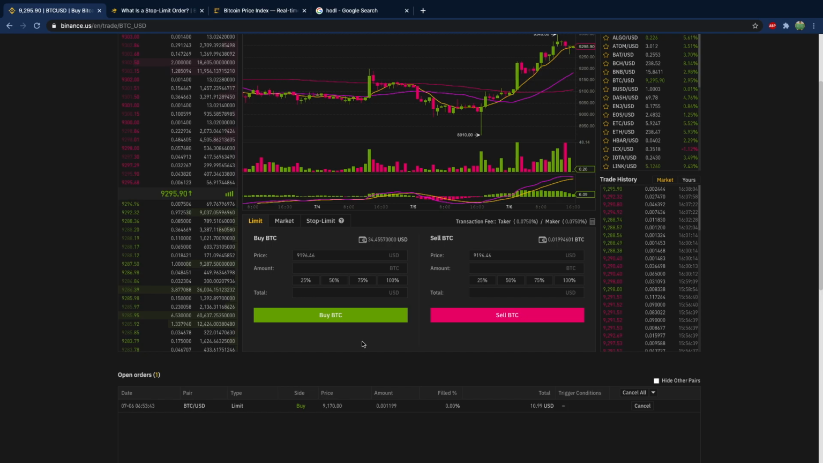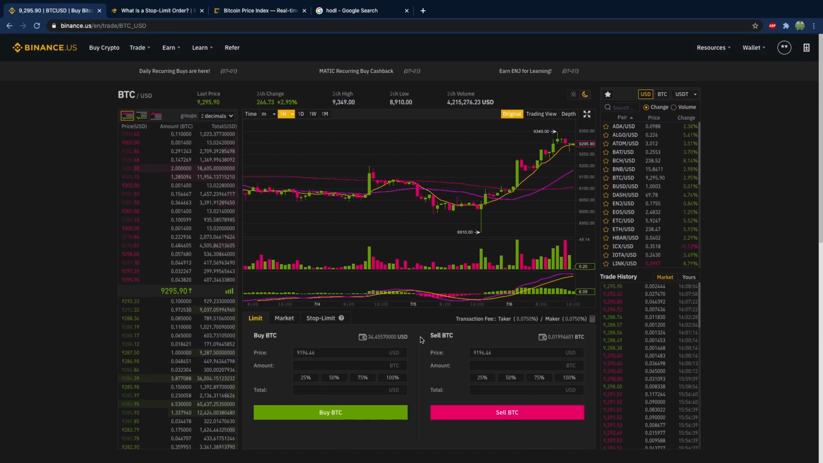So that is how the market orders and the limit orders work. It just depends on your goal. If you're trying to get in or out of the market as quickly as possible, you will want to use a market order. If you instead want to be a little bit more strict and specify the price you're willing to pay or the price you're willing to sell for, then you would use a limit order.